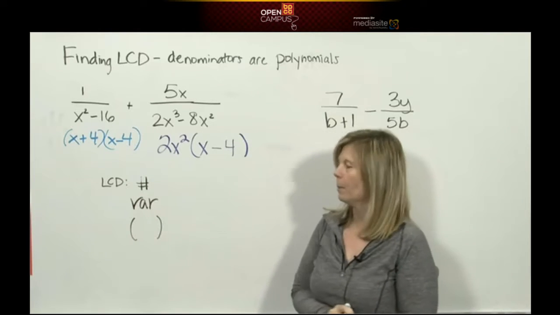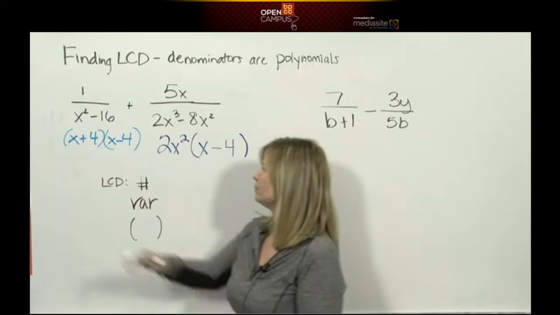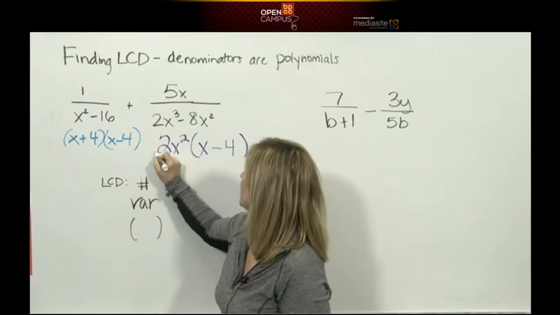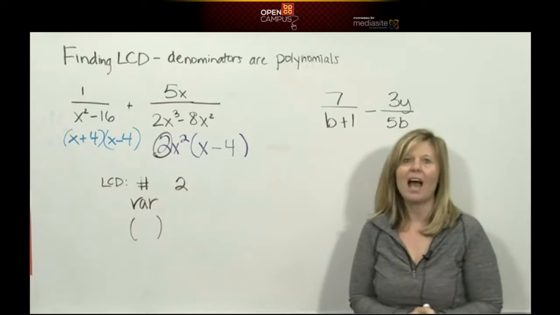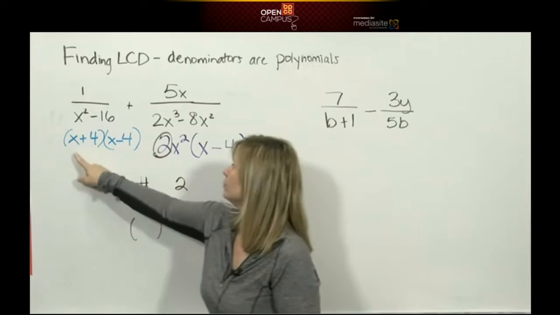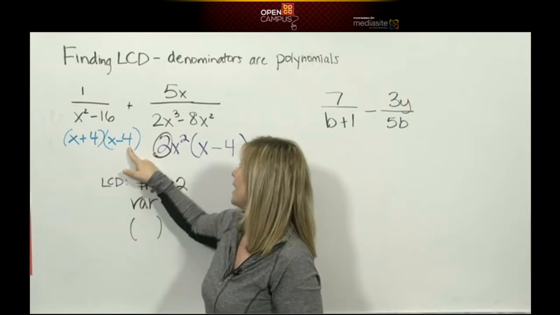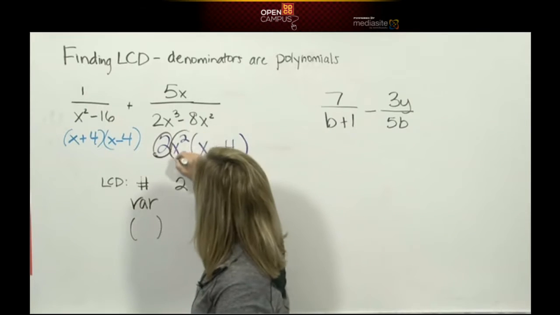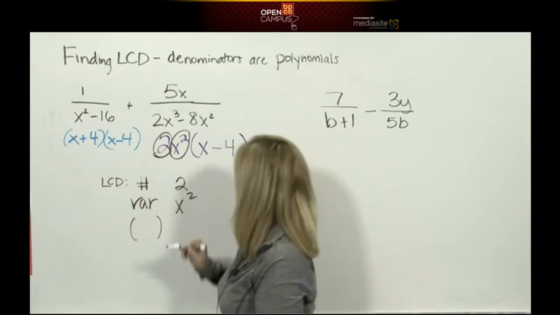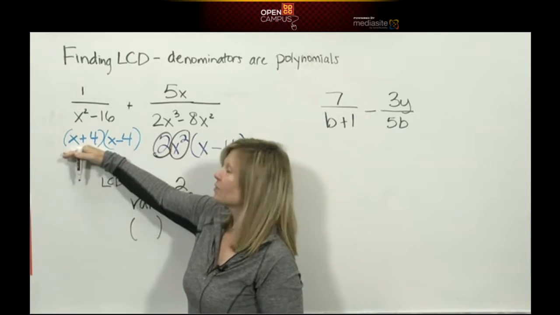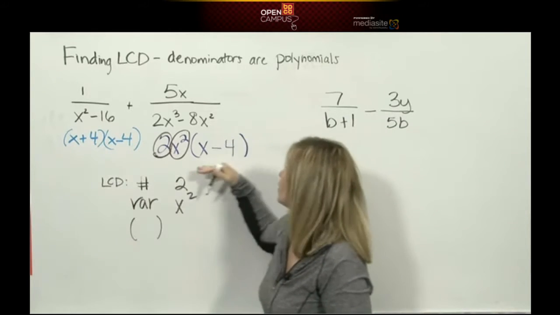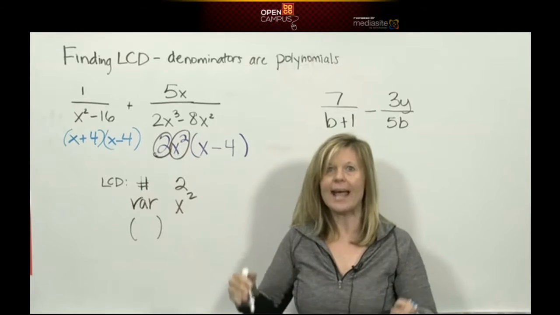So let's start with a number. Do we have a number by itself? Not in that denominator, but here we do. We have a 2. So we need the 2. Do we have a variable by itself? No, that's connected. That's connected. There we go. We need an x squared. Now we look at our parentheses. Well, this denominator has an x plus 4. This does not. We take the most.